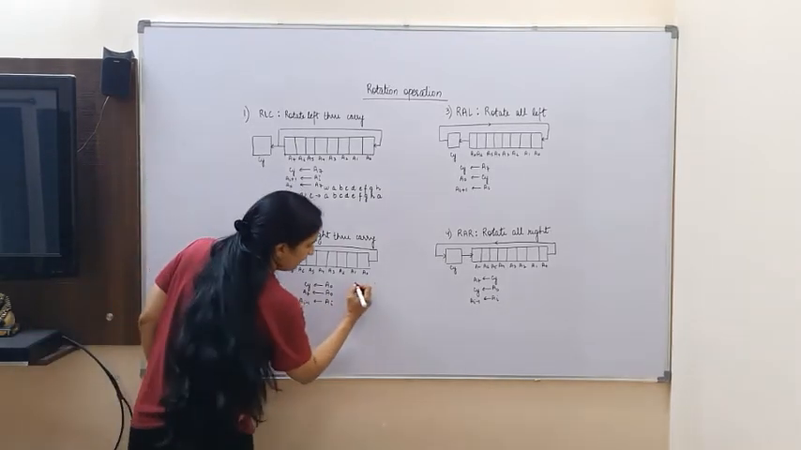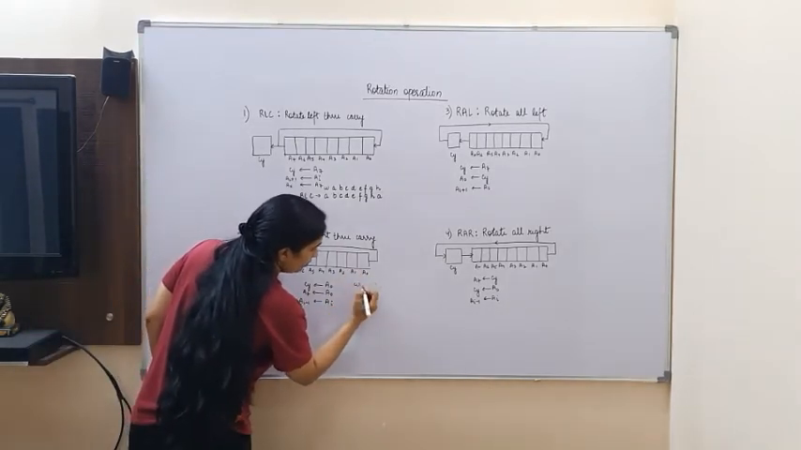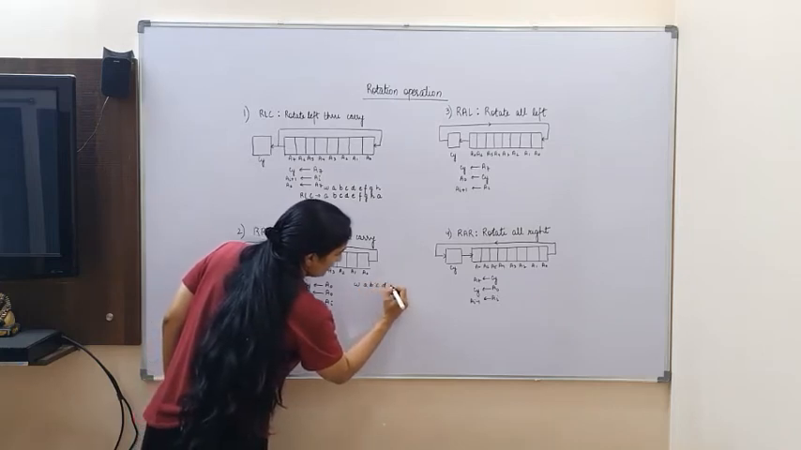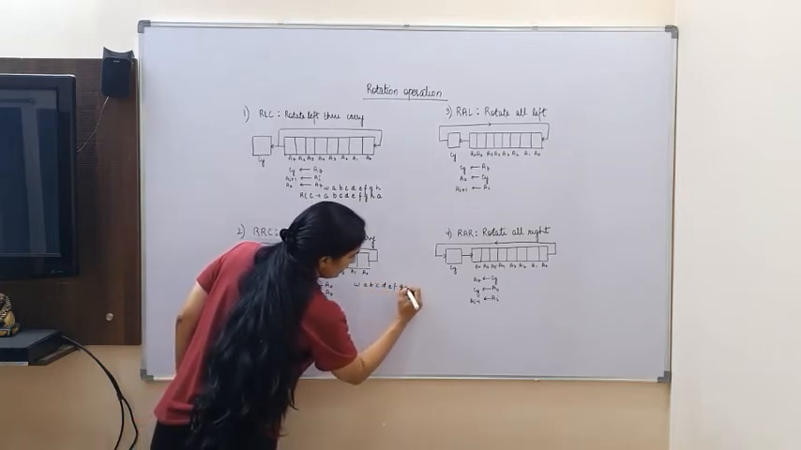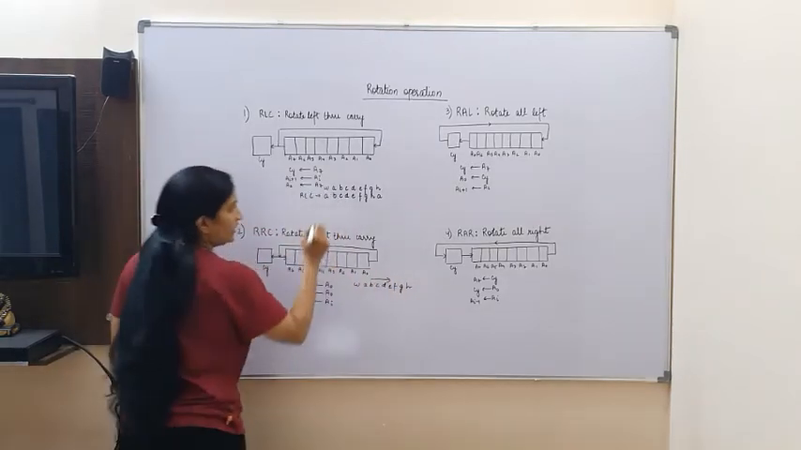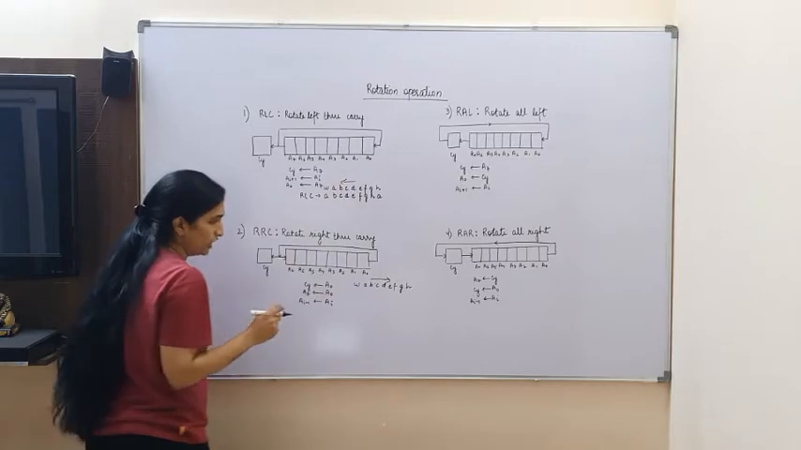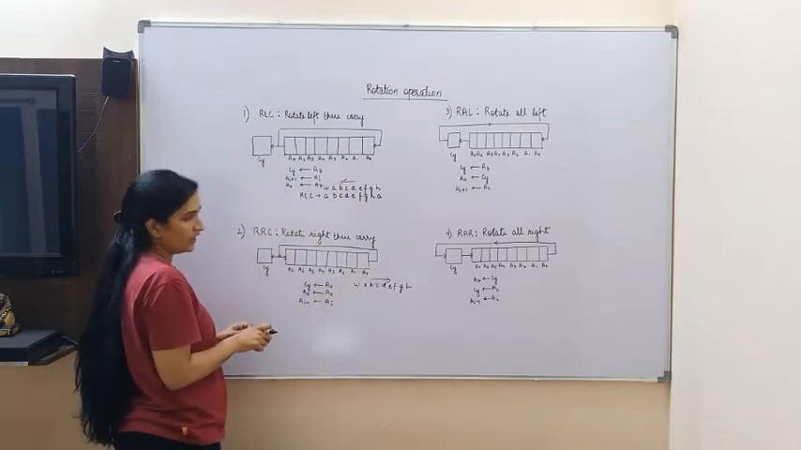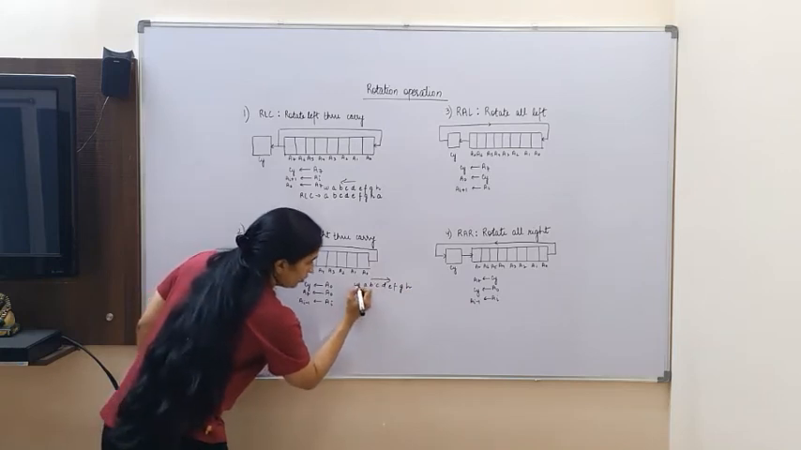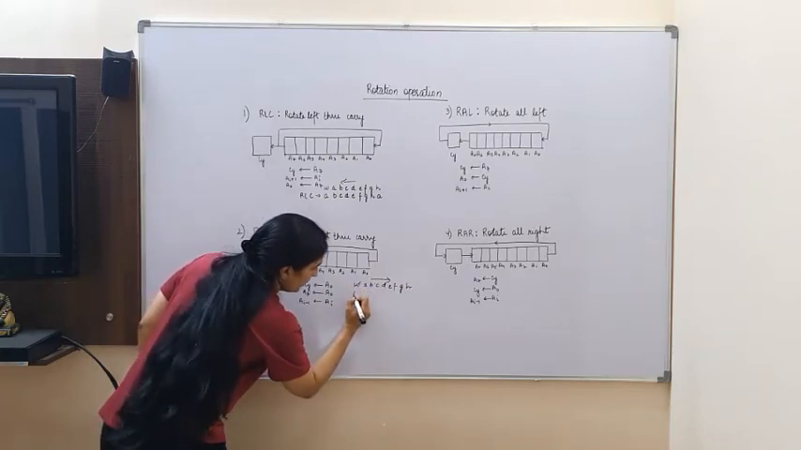Let us take the same example, W as the carry, and A, B, C, D, E, F, G, H. So we are moving the data in the right direction. Here the data was moving in the left direction. We are moving the data in the right direction. What will happen is, H will come here. So W will be overwritten by H.